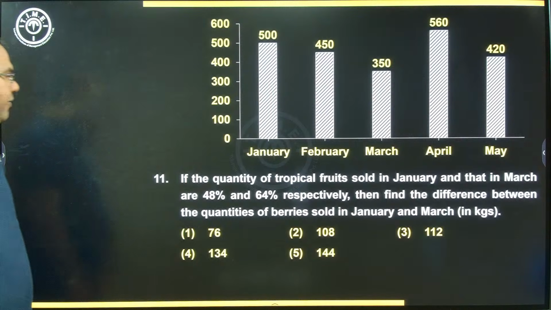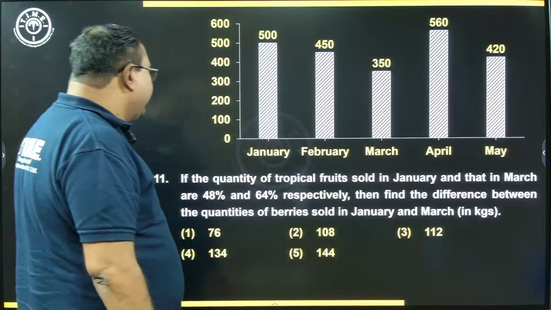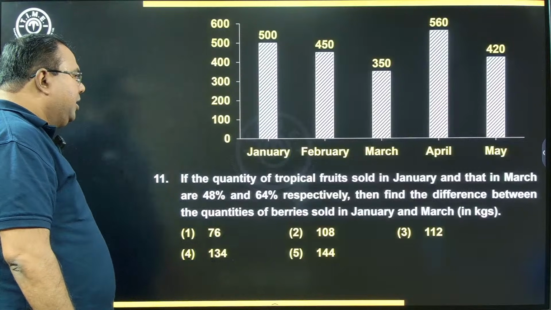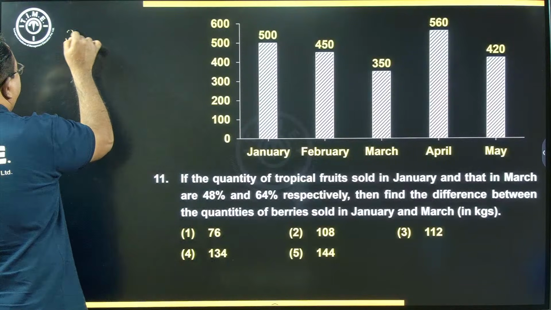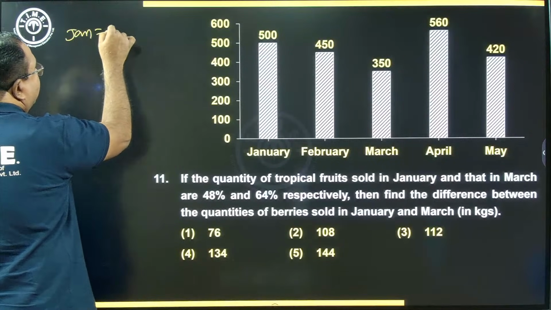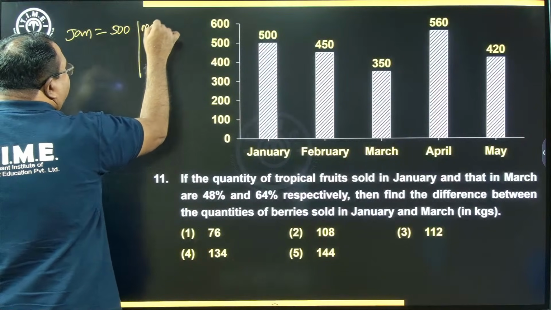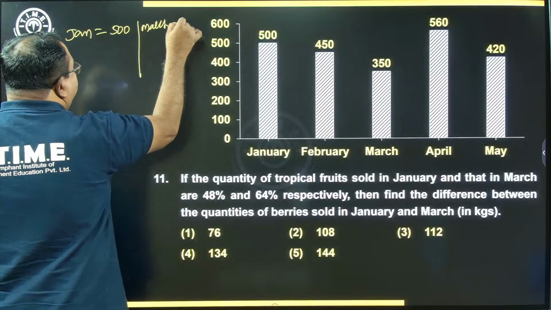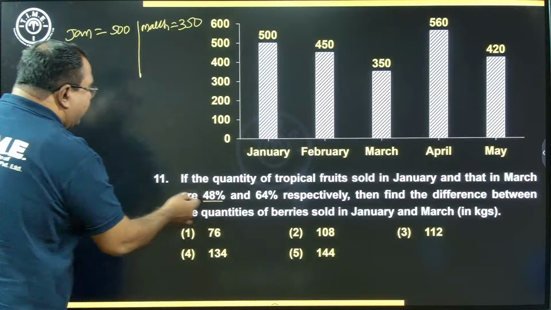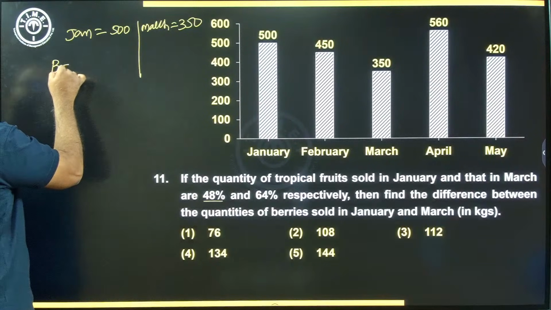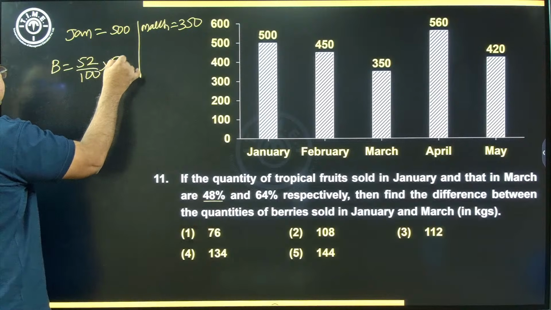If the quantity of tropical fruits sold in January and in March are 48% and 64%, find the difference between berries sold in January and March. January, what are the total fruits sold? 500, right? March, what are the total fruits sold? 350, right? Tropical fruits are 48%, so obviously berries should be 52%. So it is 52% of 500. Two zeros I can easily cancel.